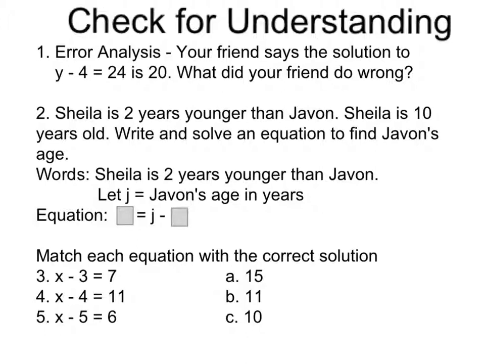Next, you're going to match each equation with the correct solution. x minus 3 equals 7, x minus 4 equals 11, and x minus 5 equals 6. So you just need to decide which equation goes with the answers 15, 11, or 10.